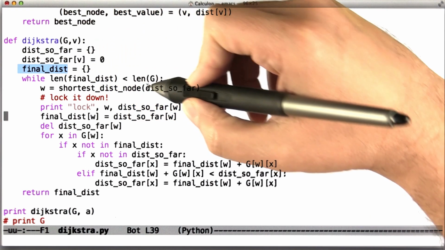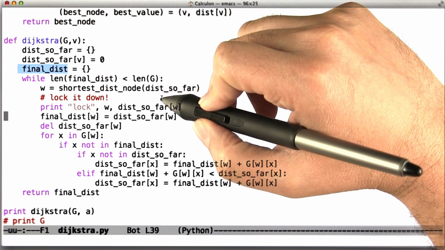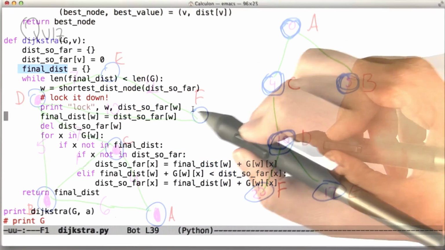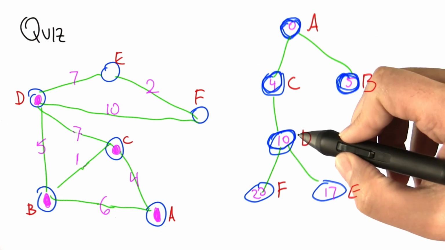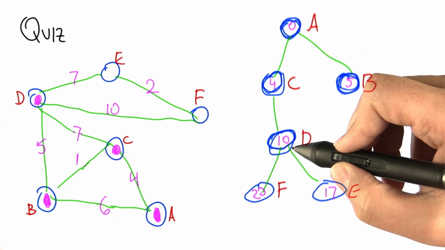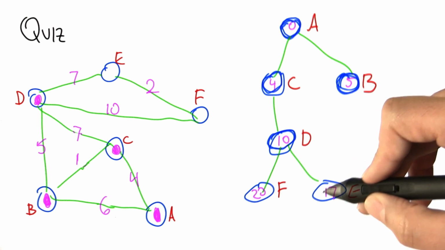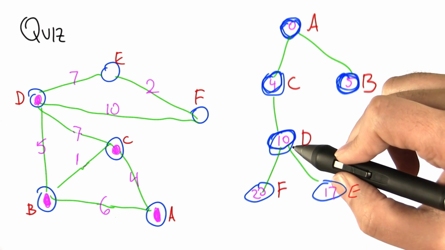All right, now there's an additional data structure, which I call final dist. Once we actually figure out what the real distance is, we stick it in this structure. And so that's basically the numbers that are in the heavy circles here. When a circle becomes heavy because I'm locking it down, I move that number into the final dist mapping, and I delete it from the dist so far.